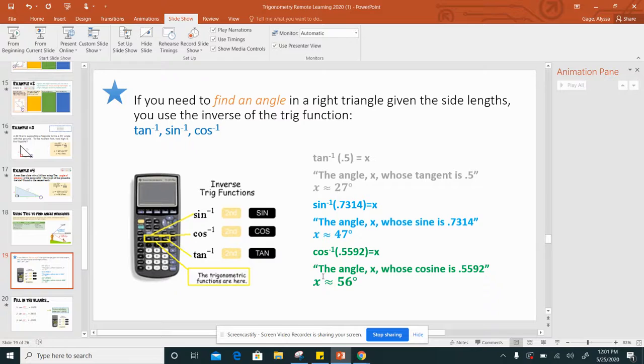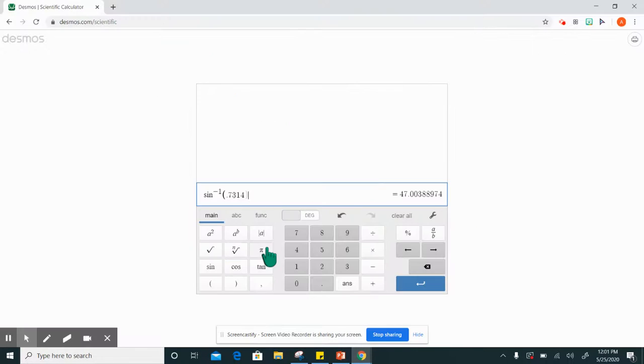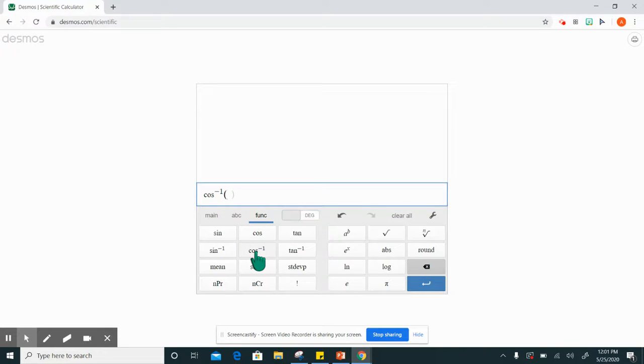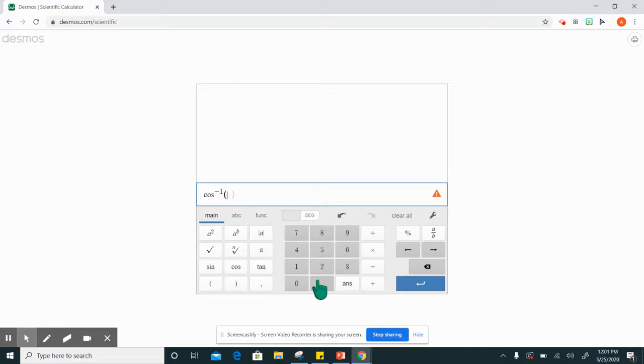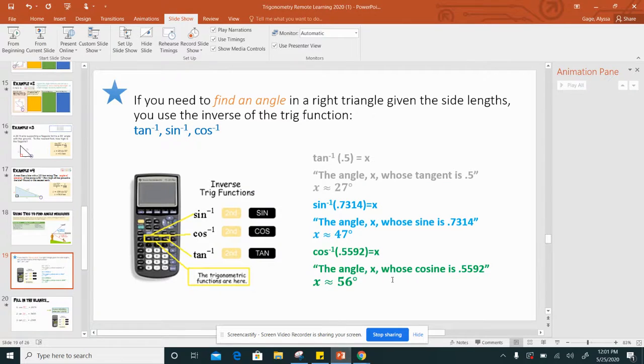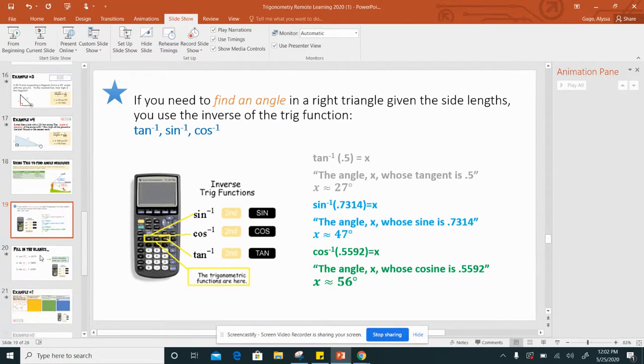The last one, inverse cosine of 0.5592. So what angle has a cosine value of 0.5592? If you're using this model, you would type second, cosine, then 0.5592. If you're using the Desmos calculator, I'm going to clear it out. I'm going to go function, inverse cosine, go back to the main screen, 0.5592, and it's about 56 degrees. So that's how you would use the Desmos scientific calculator to figure those out.